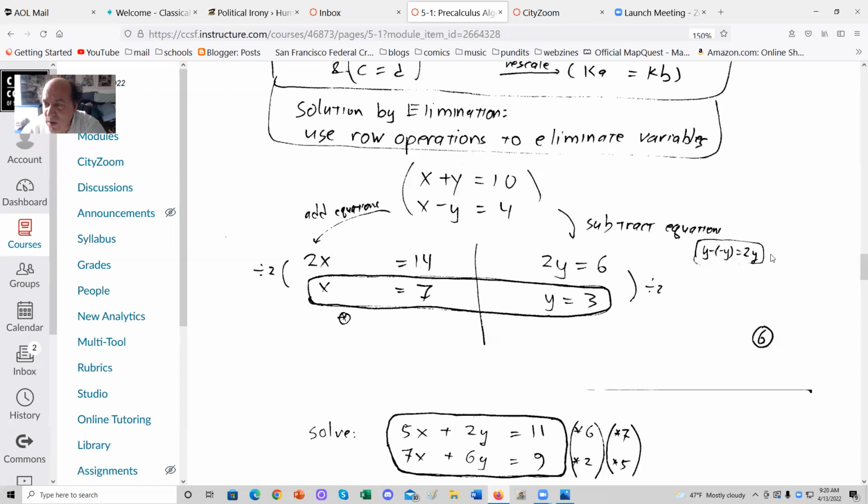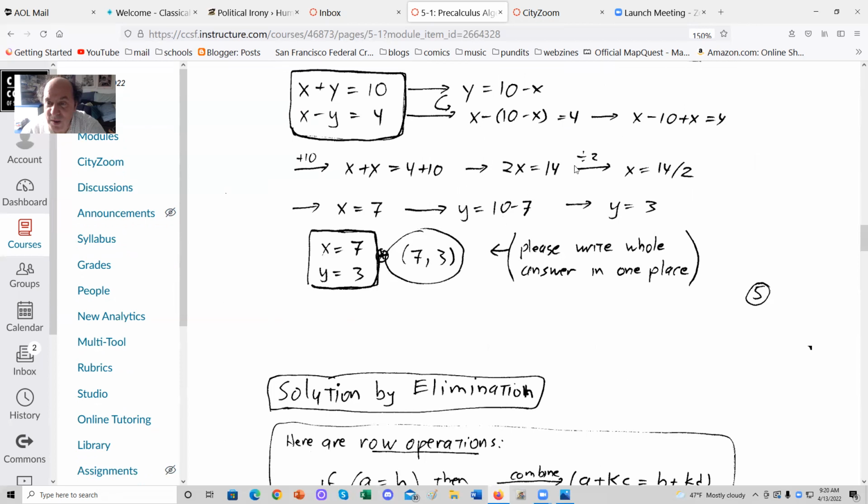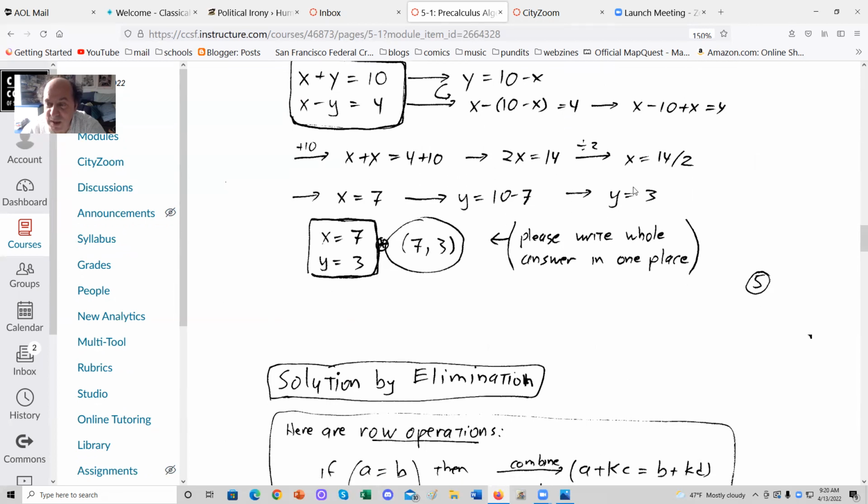y minus negative y is 2y, so 2y. 10 minus 4 is 6, so 2y equals 6. Divide both sides by 2 and get y equals 3. And there we go. We have the solution. Only about 4 steps in all, whereas substitution seemed to take 1, 2, 3, 4, 5, 6, 7 steps.